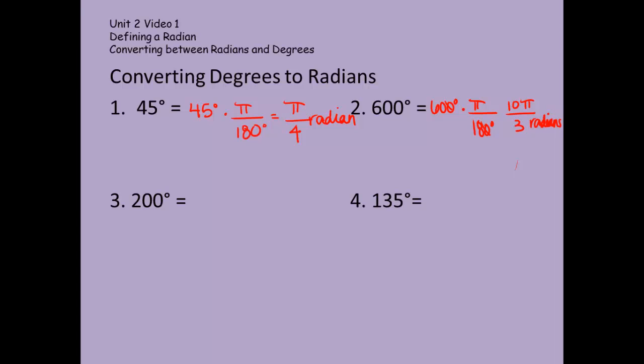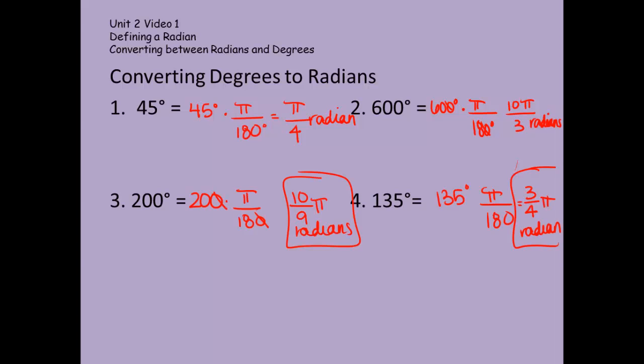So go ahead and try that with number 3, 200 degrees, and number 4, 135 degrees. Here's a good place where you might want to pause until you go ahead and try those. And I'm going to wait a few seconds and then go ahead and give you the answers. But pause now so you can try on your own. Okay, so the answer for number 3 is 10 over 9 pi radians, and number 4 is 3/4 pi radians.